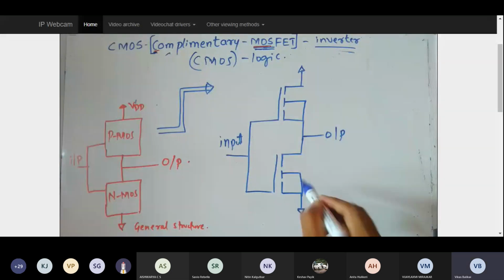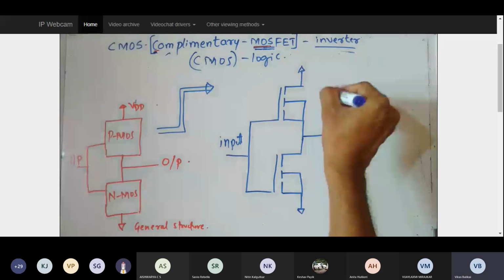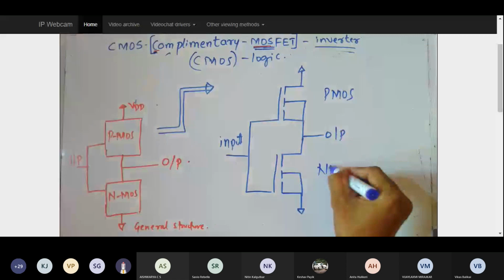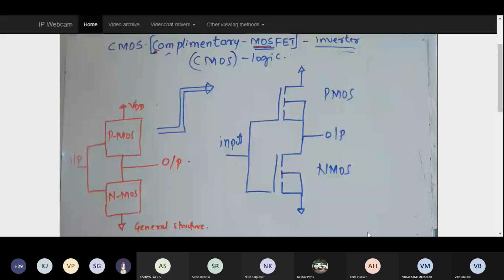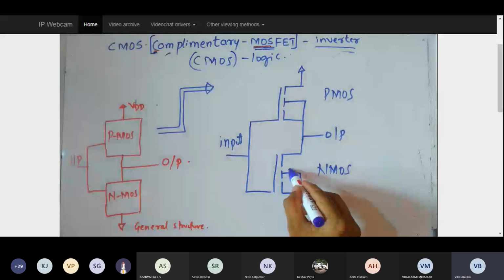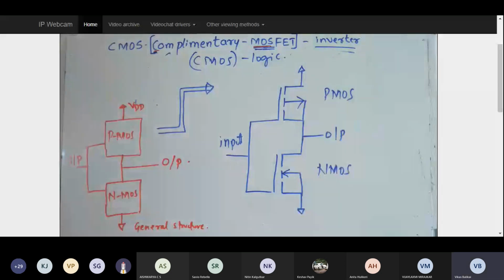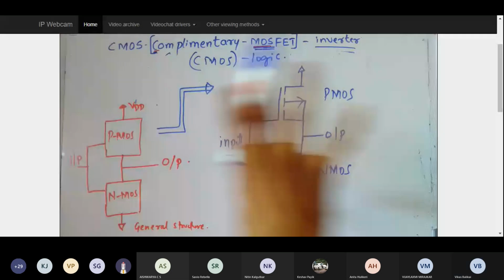So I want to make this as PMOS, this should be PMOS, and this has to be NMOS. Now tell me what should be the arrow marks. Arrow mark for my PMOS and NMOS. NMOS will be inside, PMOS will be outside. So this is what my inverter circuit looks like.